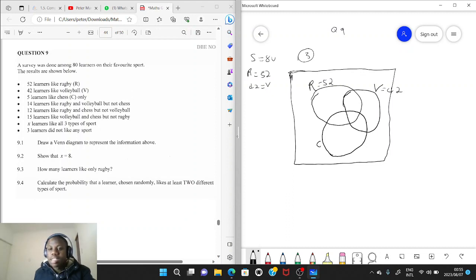So we don't want the interference of R and V. So here we'll have five, right? And then 14 learners love rugby and volleyball, but not. You see this, but not?